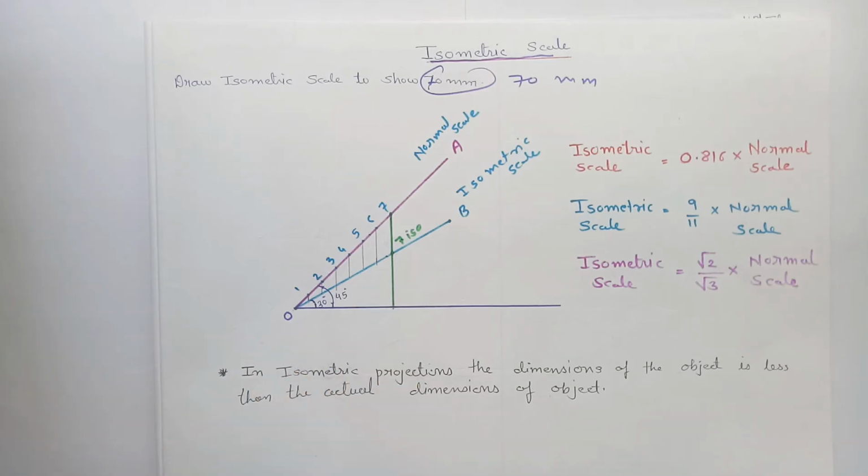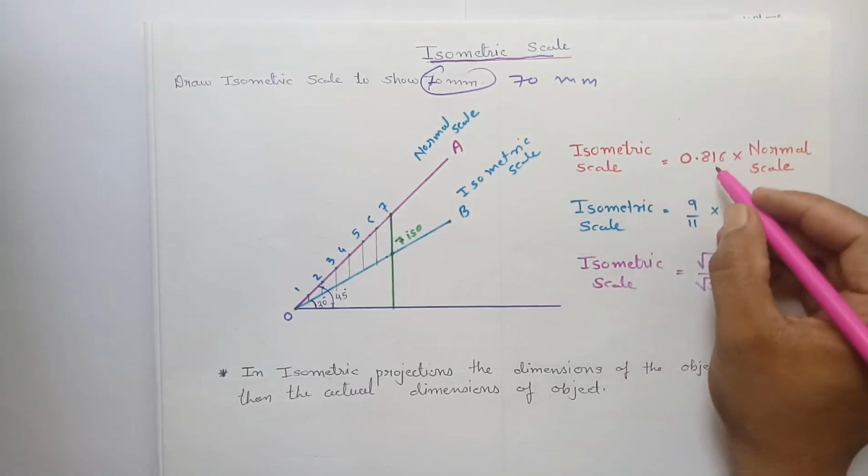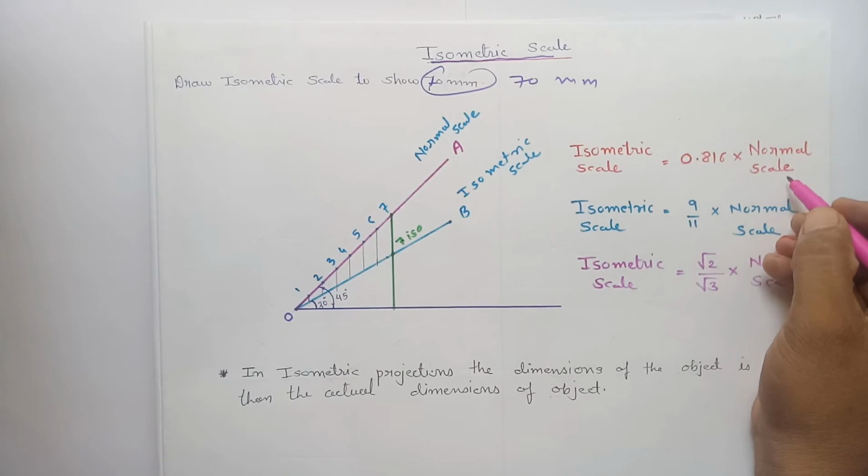Now how will the normal scale differ from the isometric scale? Here we have written one relation: isometric scale is equal to 0.816 times the normal scale.